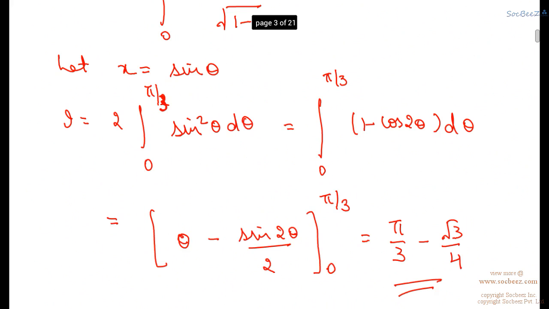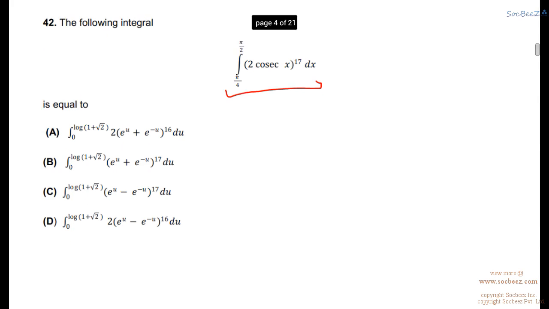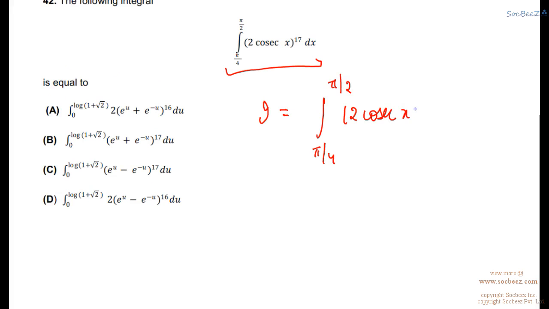So let's see another question. The question says the following integral: the integral from π/4 to π/2 of cosec x raised to the power 17 dx is equal to. Okay, so if I is equal to the integral from π/4 to π/2 of (cosec x)^17 dx.